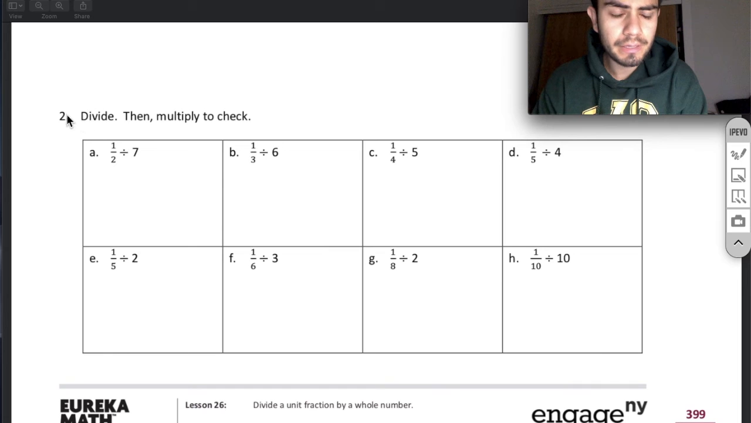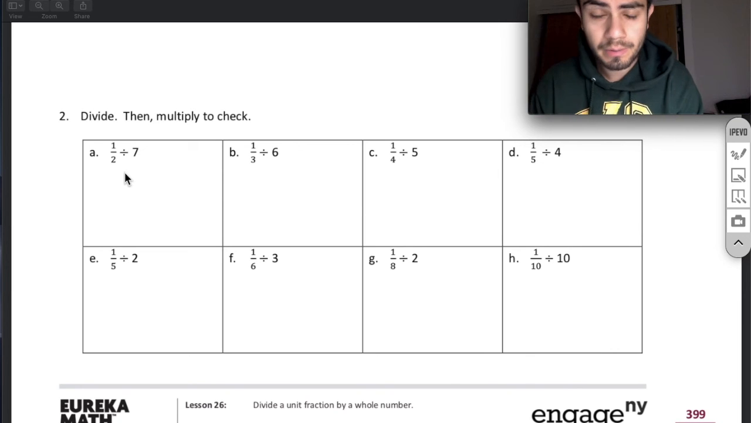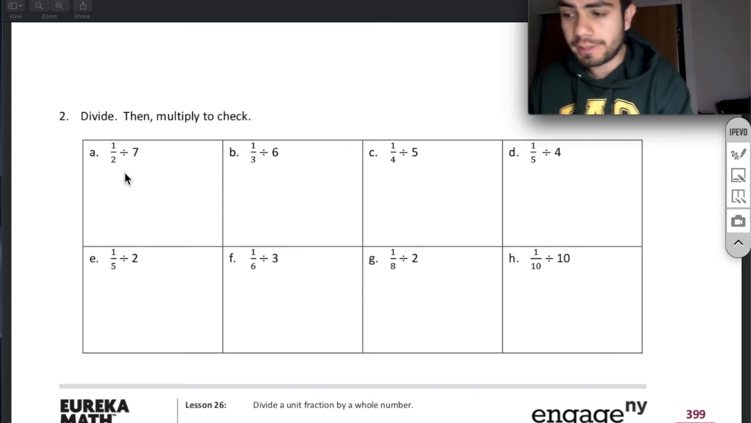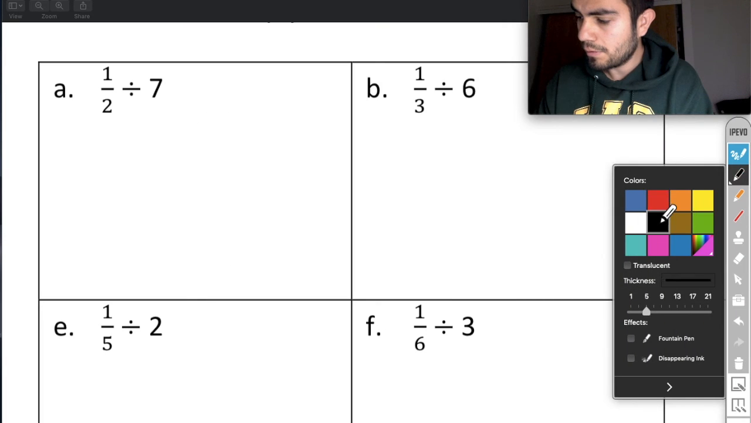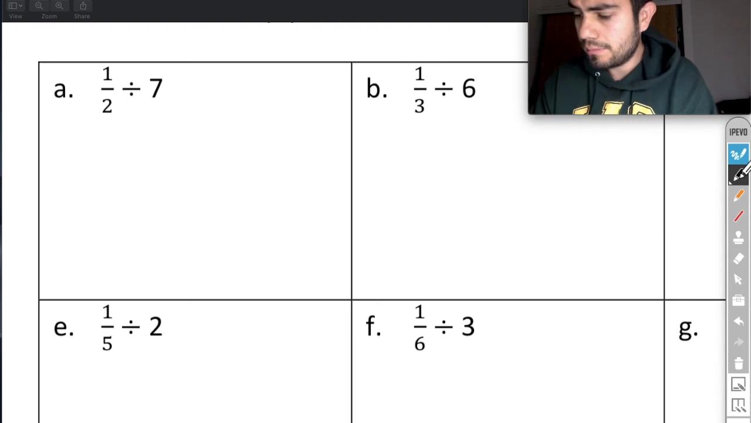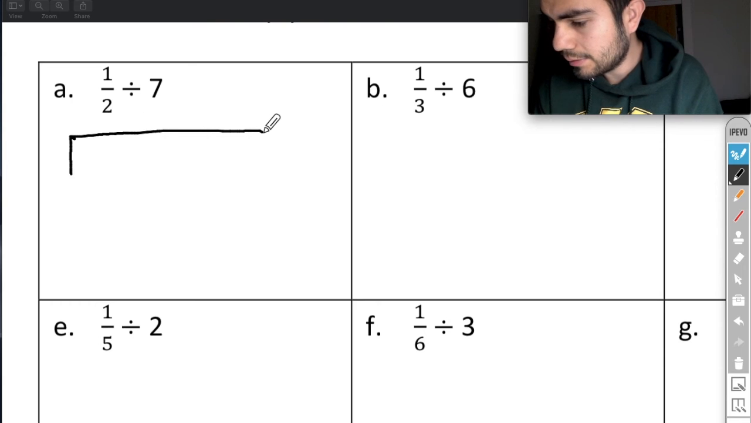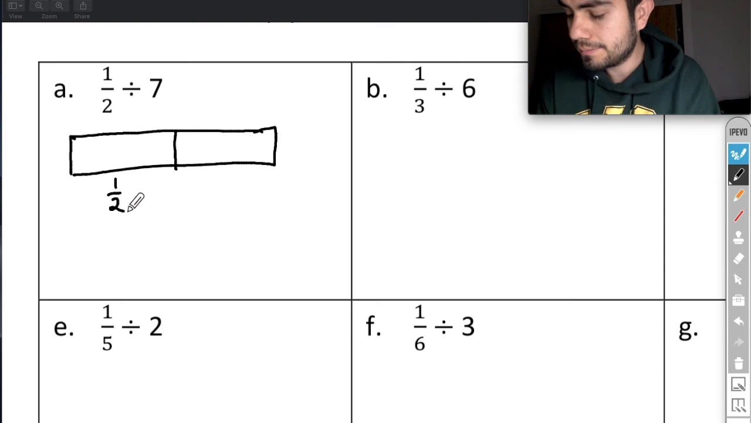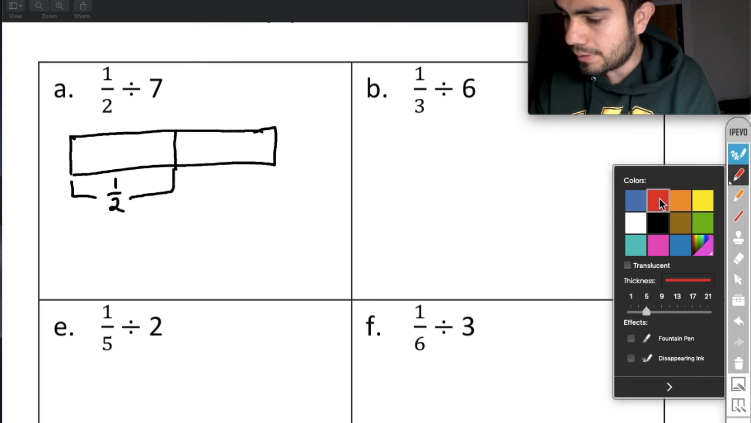Okay, so let's take a look at 2a here. Now, although it's telling us to simply just divide then multiply to check, it's not asking us for a tape diagram, but I'm going to encourage you to still use a tape diagram to help you solve these problems, okay? Because it just helps you visualize them a little bit better. Okay, so let's take a look at A here for 2a. Now, when we do our tape diagram, it'll look something like this. You have your 1/2 here. Now you're going to split it into 7 new pieces.